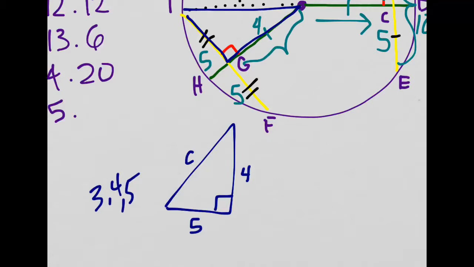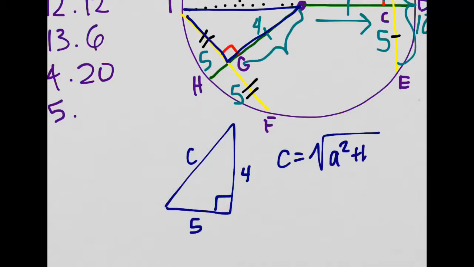Well, can't really say that because the hypotenuse is the longest side. It's across from the right angle, and 3 is definitely not the longest side of a triangle that's 3, 4, 5. So, bummer, right? Well, we're going to have to do the Pythagorean theorem. That's what we're looking for. So, C is equal to the square root, look in your notes, A squared plus B squared.